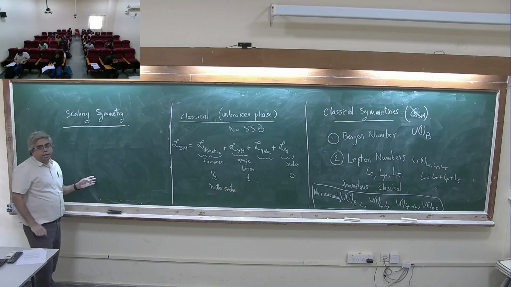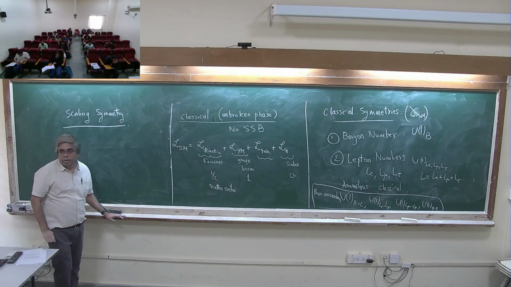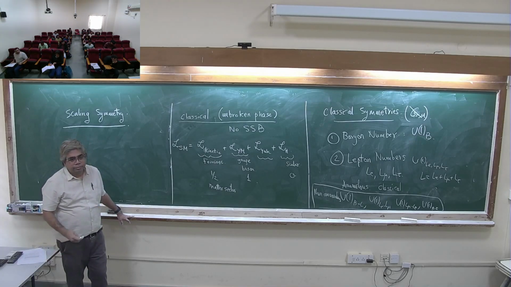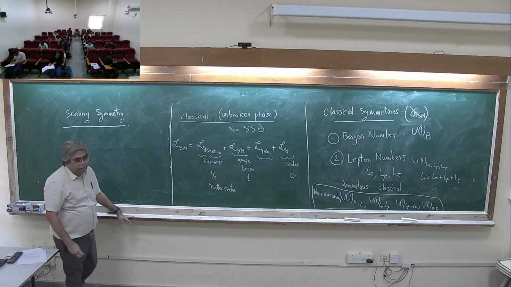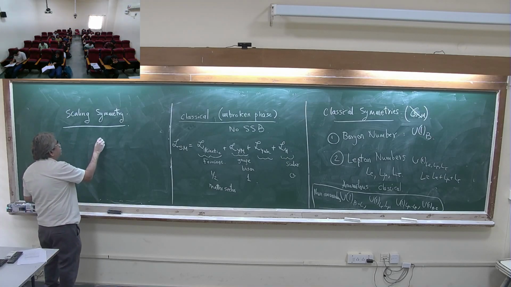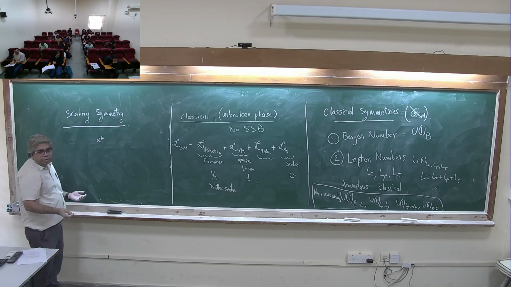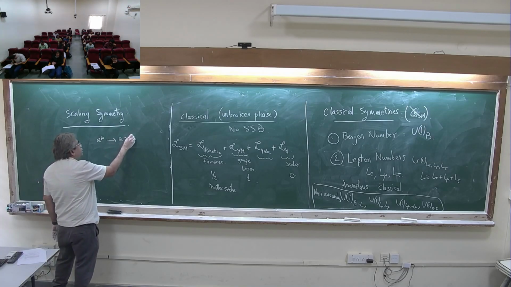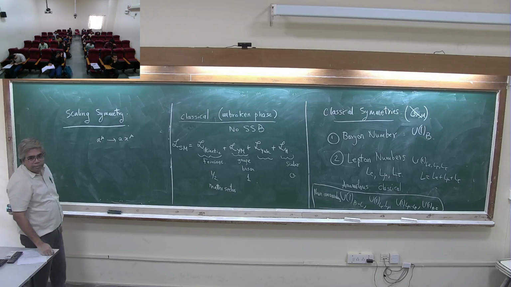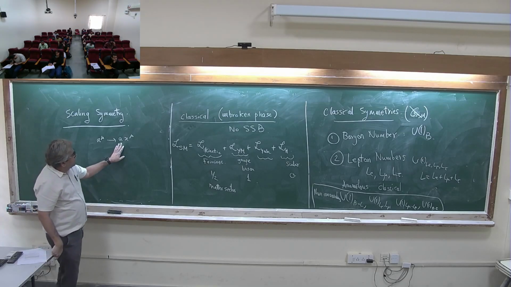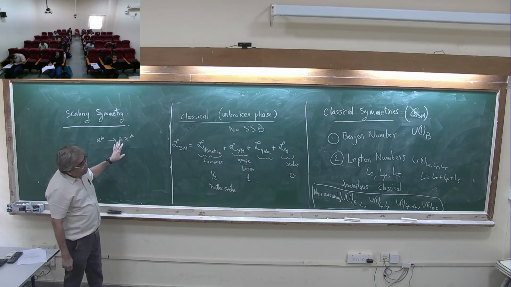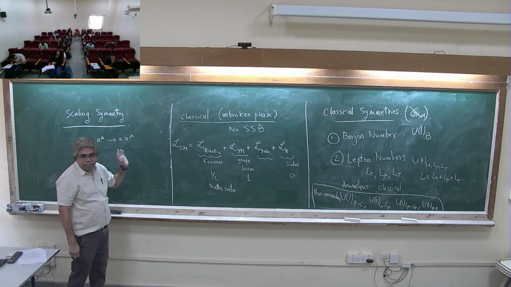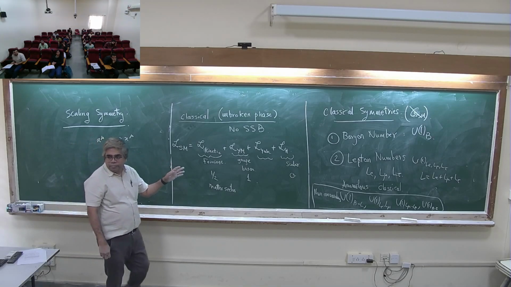Do you all know what the scale transformation is? What is the scale transformation? Essentially, if you multiply the coordinates with a scale, it's a scale transformation. Now, the scale transformation is violated in any theory which has a scale, which has any mass term.